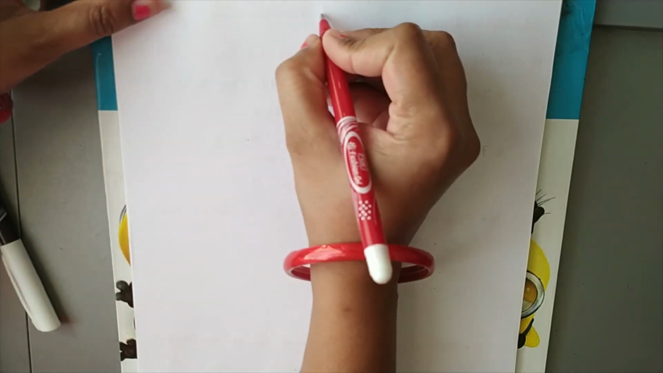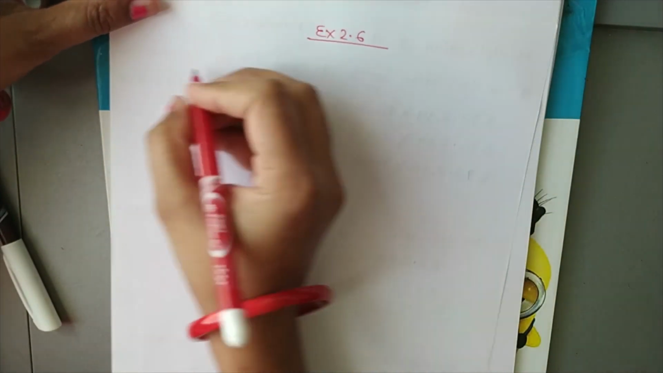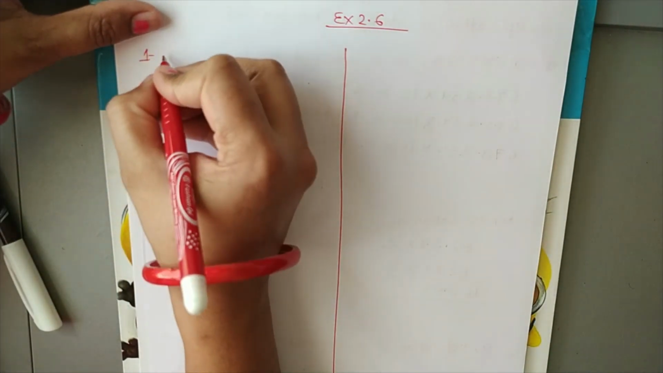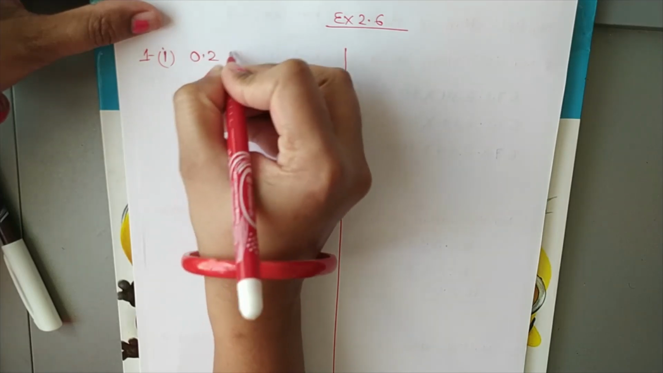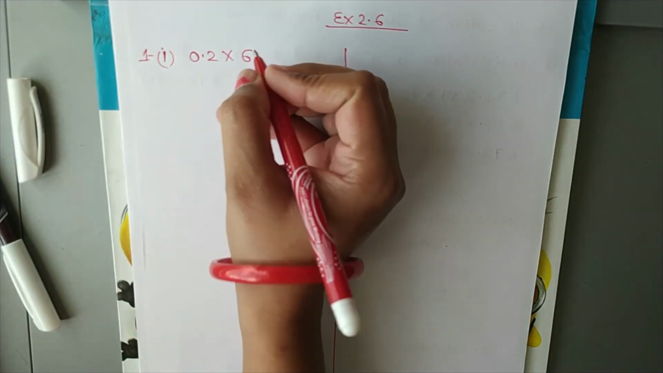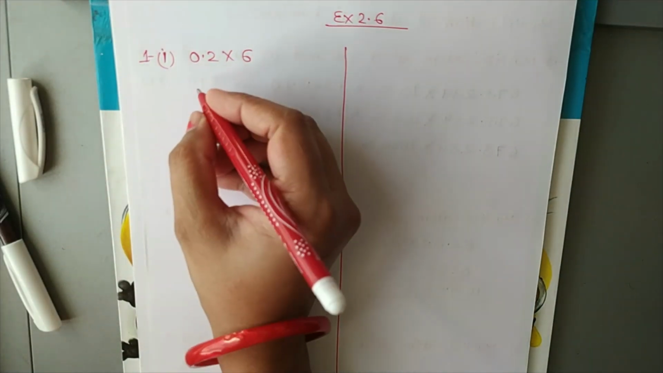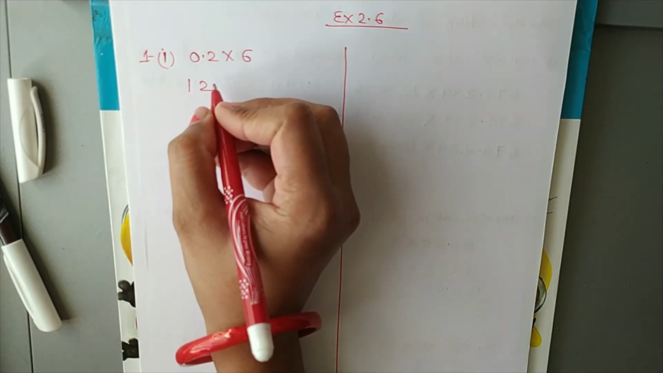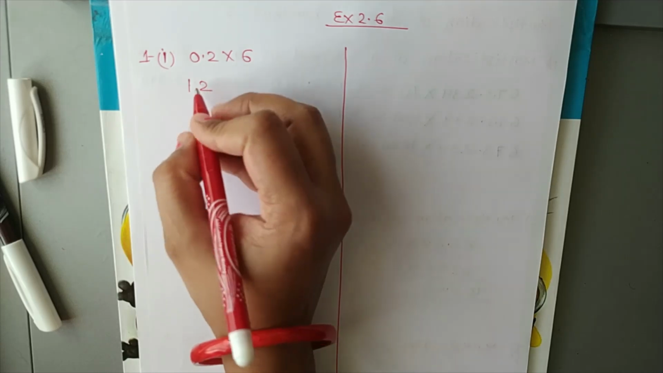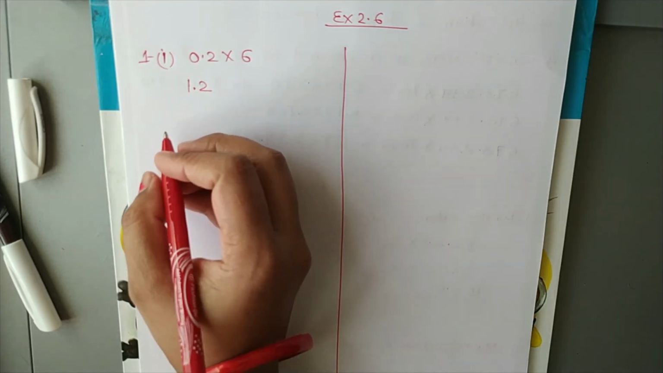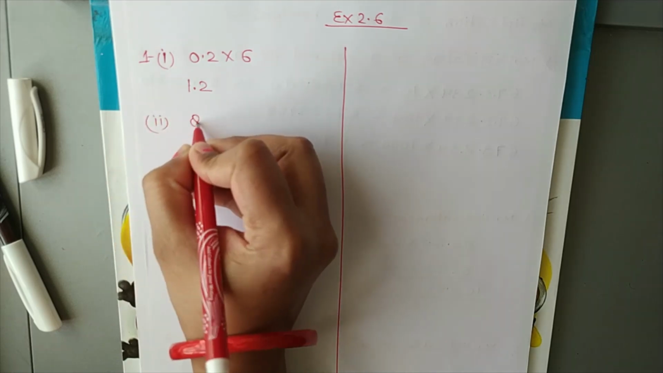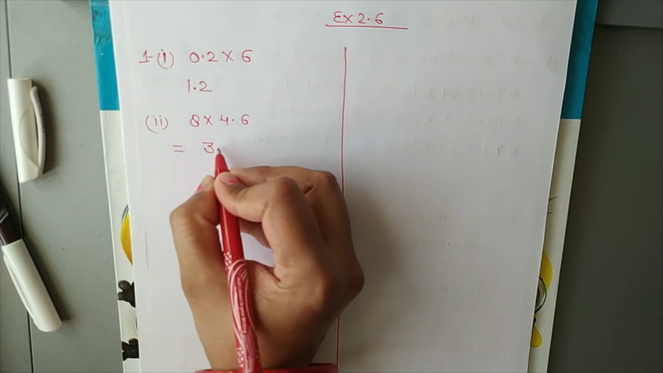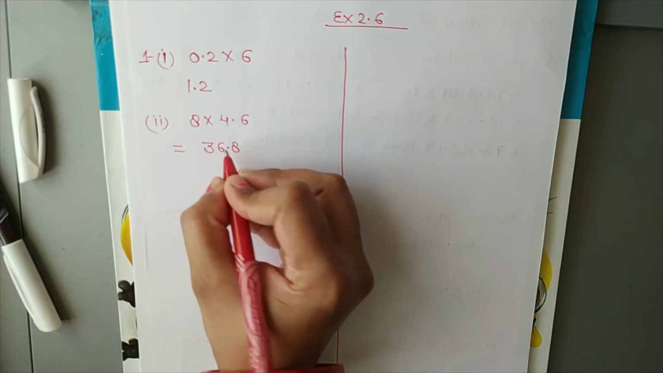Now move on to exercise 2.6. Question number 1. First part, 0.2 into 6. Same method, this is the second case. Ignore the decimal. Multiply 2 and 6, which is 12, and put the decimal point after one digit from the right. So this is the answer. Second part, 8 into 4.6. Same procedure. The answer will be 368. Now put the decimal after one digit.